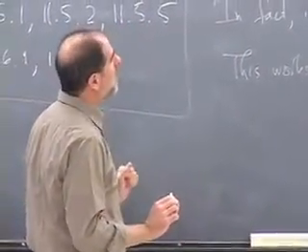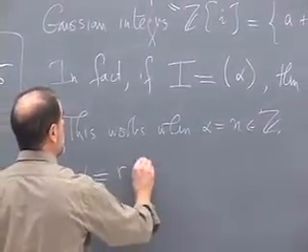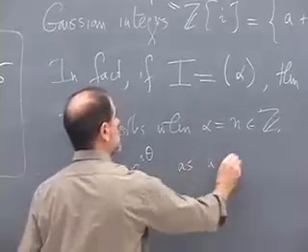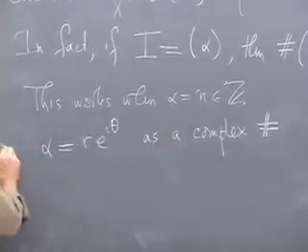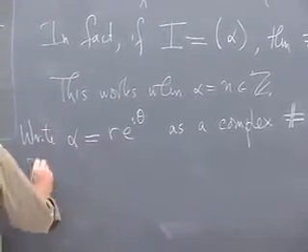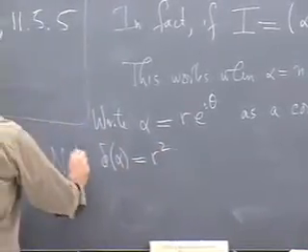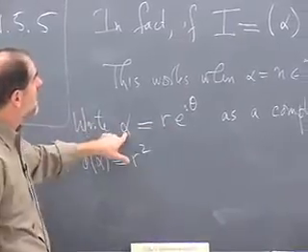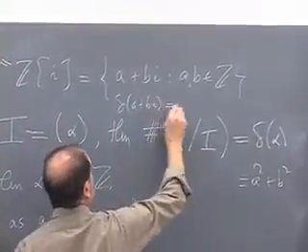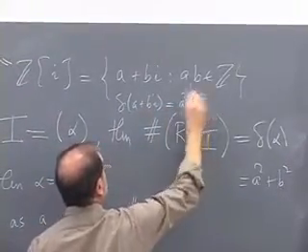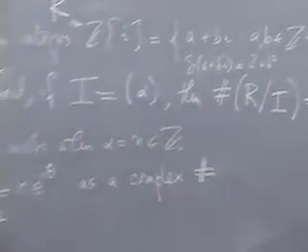Okay, so now let's see why it works in general. Let's write the number alpha as a complex number as r e to the i theta. Now notice that delta of alpha is the number r squared, because r is the absolute value of alpha. I should have written what delta of a plus bi is. It's a squared plus b squared, whereas the absolute value of this complex number would be the square root of that. So delta of alpha is this r squared.